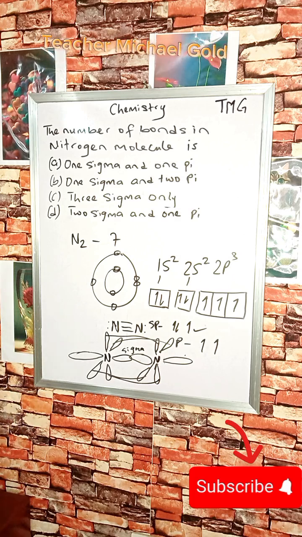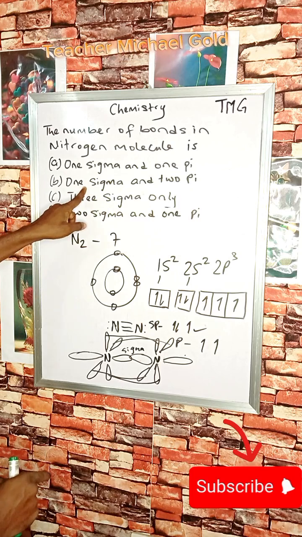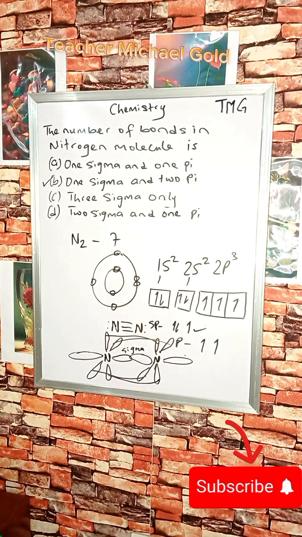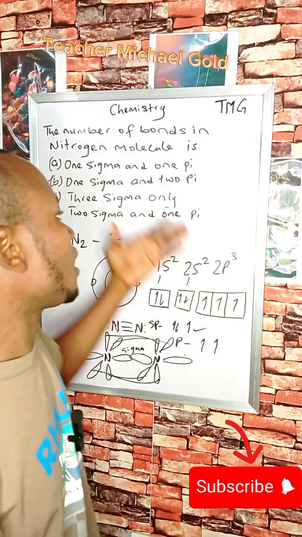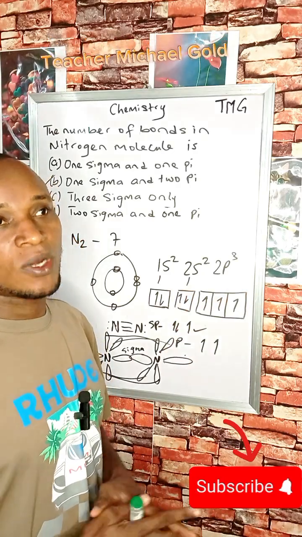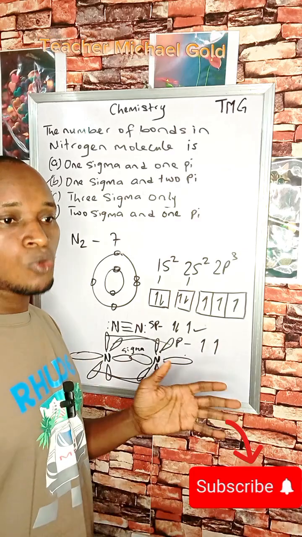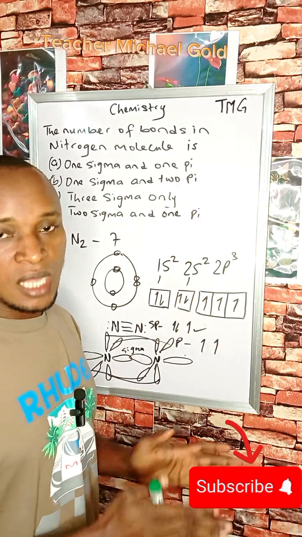So if you look at the options given to you, we have one sigma bond and two pi bonds. So this is the correct answer to that question. I believe I've provided a solution for you on a particular question like this. In case you see any question about pi and sigma bonds, you should be able to know how these pi and sigma bonds are formed.